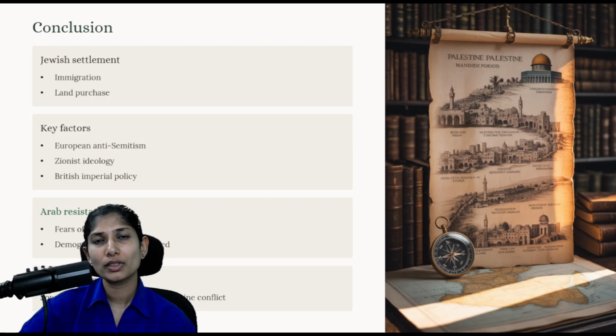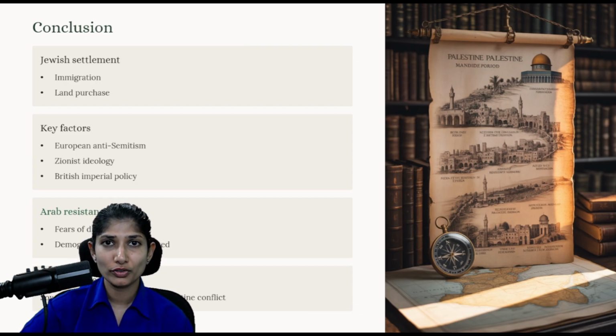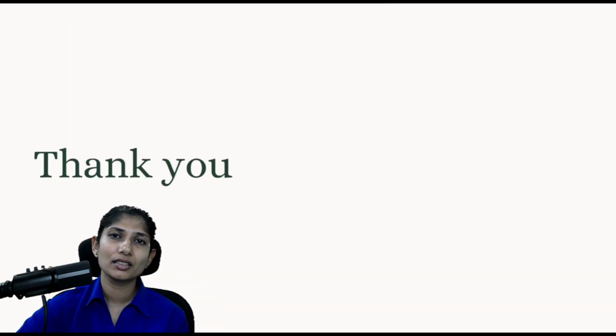Understanding? Now what can we see from this? Yes, Jewish settlements started with immigration and land purchases. Throughout that period, there was large anti-Semitism in Europe, and within the Jewish communities Zionist ideology started growing. British imperialist policy aided Zionism to an extent. Arab resistance grew, as the population that once had the majority was now being evicted from their lands. Demography started changing. Okay, this led to the early seeds of conflict between Israel and Palestine.